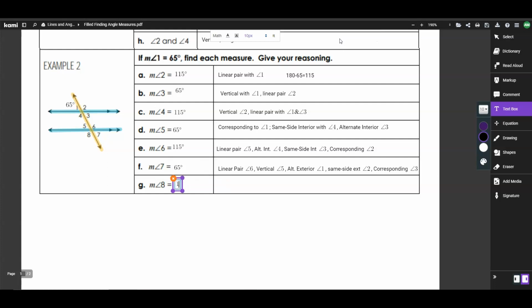And finally, we have angle 8, which is 115 degrees. And angle 8 at this point is the only angle that has a relationship that we can easily say, as we've gotten each piece of information, is related to every other angle except angle 3. It is not directly related to angle 3. We are same side exterior to angle 1.